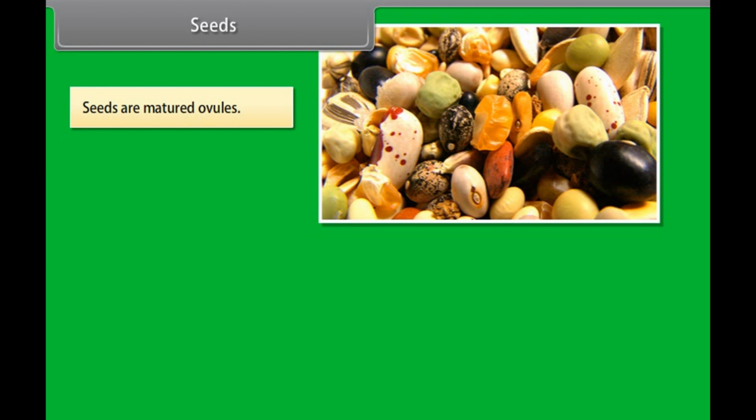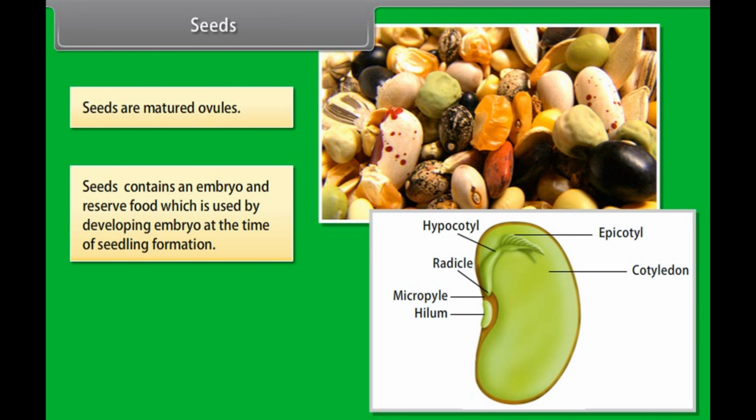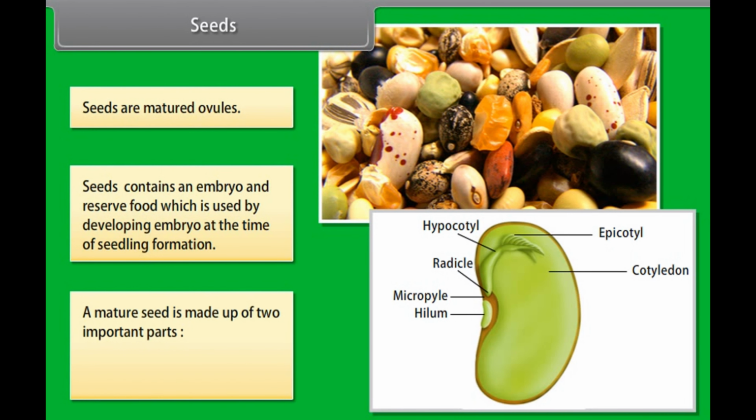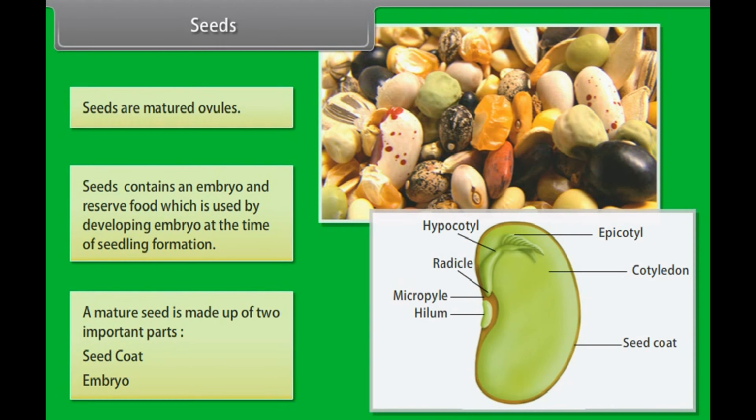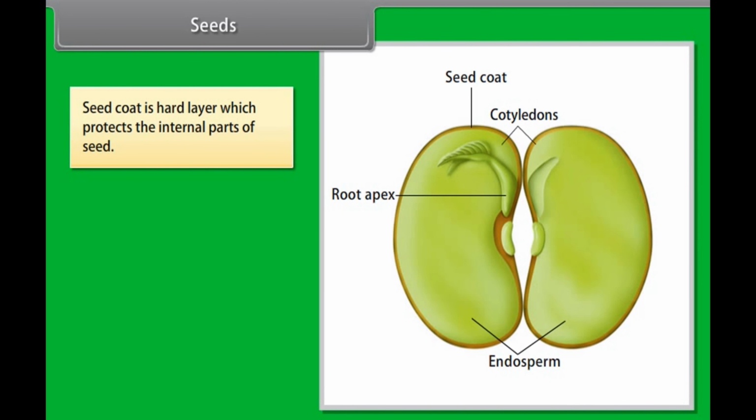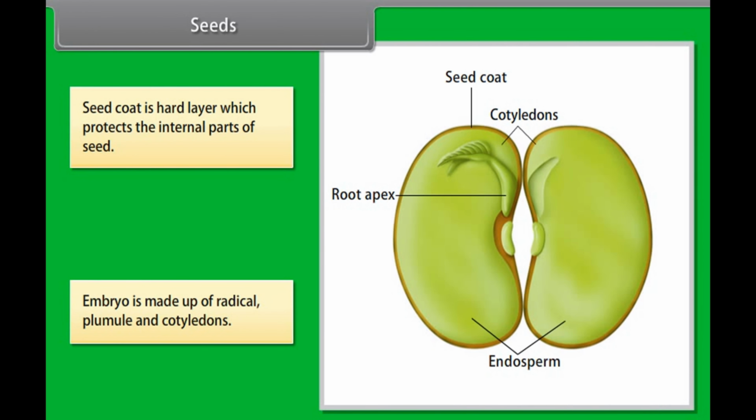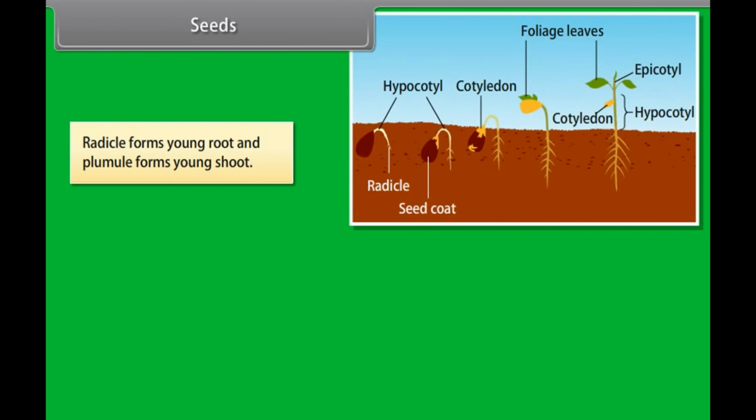Seeds. Seeds are matured ovules. Seeds contain an embryo and reserve food, which is used by the developing embryo at the time of seedling formation. A mature seed is made up of two important parts: seed coat and embryo. Seed coat is a hard layer which protects the internal parts of seed. Embryo is made up of radicle, plumule, and cotyledons. Radicle forms young root and plumule forms young shoot.